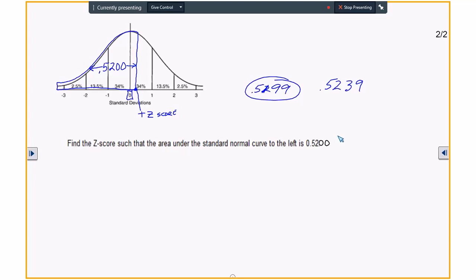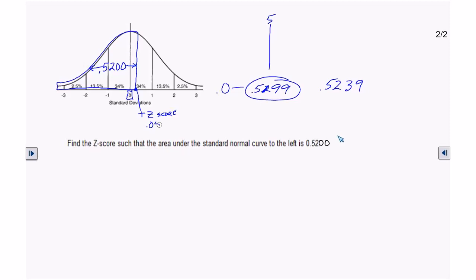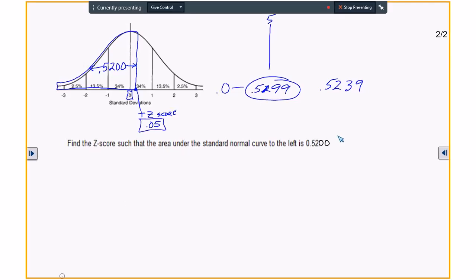And what does that come out to be? What's to the left? Point what? Is it 0.0 right here, and then 5 right here? Is that what it is? Yes. Okay. So the z-score is 0.05 at 52%.